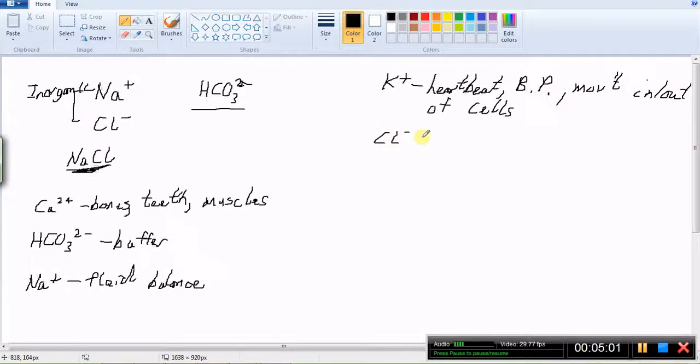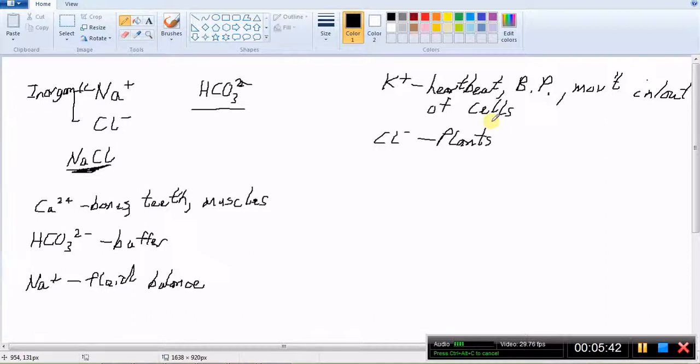We have the chloride ion. Chloride is a negative ion. If you notice, a lot of these are positive. HCO3 is negative, but calcium's positive, sodium's positive, potassium's positive. Chloride's negative, and it does many of the same functions as the others. It helps with heartbeat, it helps with blood pressure, and it's also really important to plants. We'll write that down. Your lesson mentions specifically that it's important to plants.